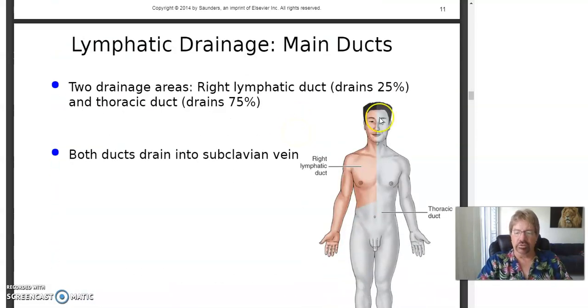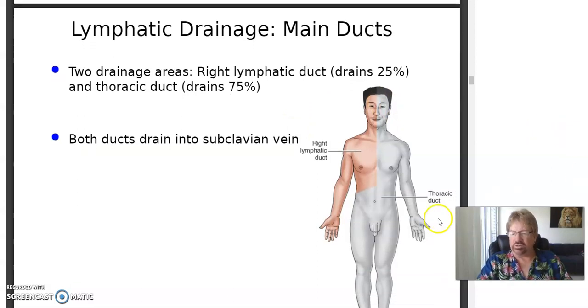Okay, the lymph fluid drains into two ducts in the body. And it's not equal, surprisingly. Like I said, so often there's an equilibrium, but the right lymphatic duct drains 25%, and the thoracic duct drains the other 75%. Everything in gray, the lymphatic fluid from that area drains into the thoracic duct. The colored portion, flesh tone, whatever you want to say, drains into the right lymphatic duct. And then both ducts drain into the subclavian vein.